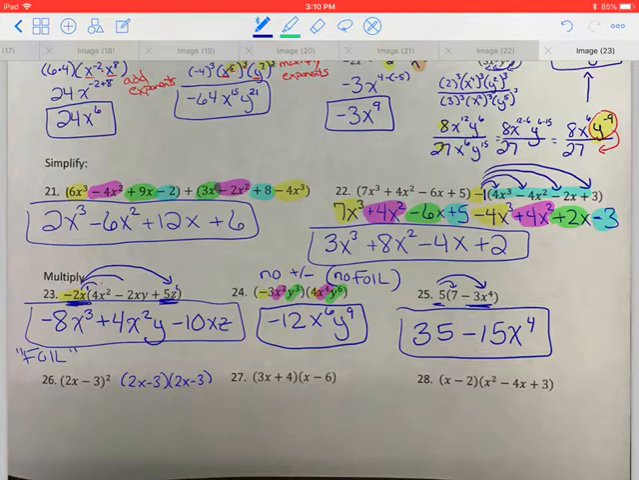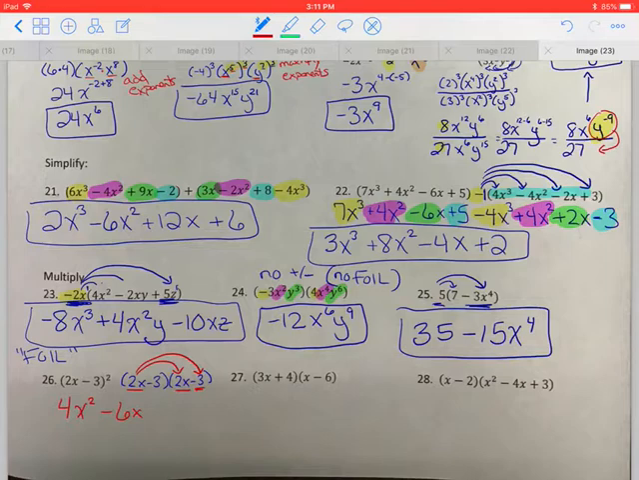So here's where I'm going to use what we call FOIL. And it's just distributive property. I'm going to take this 2x and distribute it to both terms in this set of parentheses. So if I multiply 2x times 2x, 2 times 2 is 4, x times x is x squared, so I get 4x squared. And then I multiply 2x times negative 3, so that will be negative 6x.